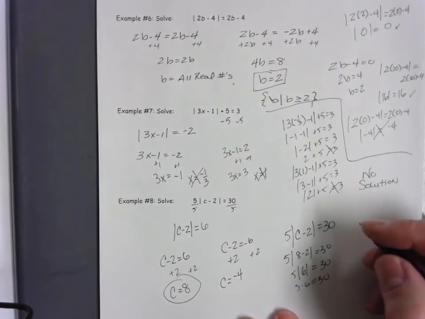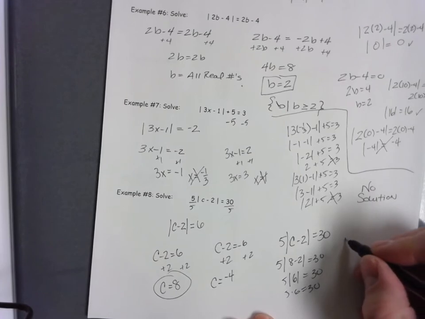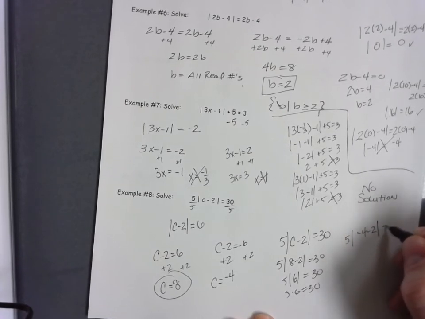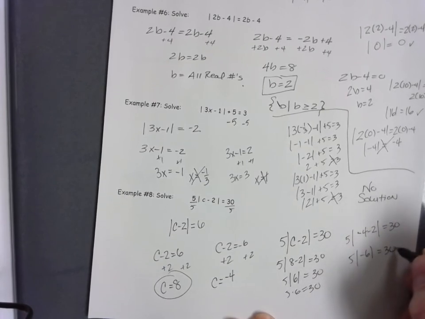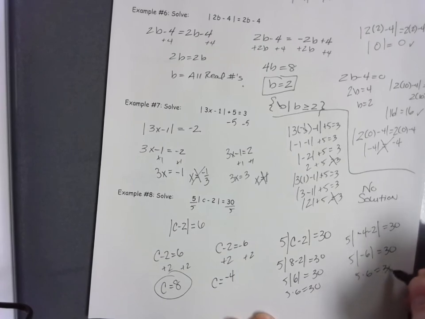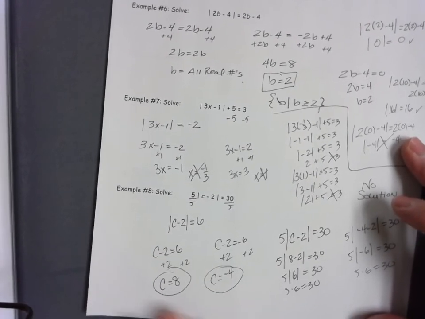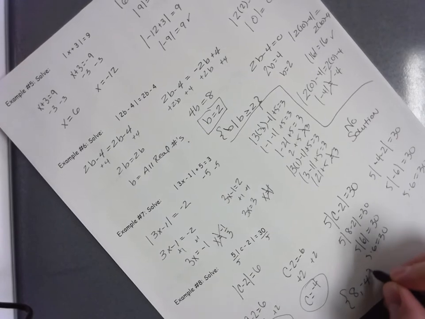Our second one, now we're here, right? We now have 5 times the absolute value of negative 4 minus 2 equals 30. 5 times the absolute value of negative 6 equals 30. 5 times 6 is 30, and that is also good to go. Okay? So what now happens is we have our solution set, and our solution set looks like this. The solution set is 8 and negative 4.